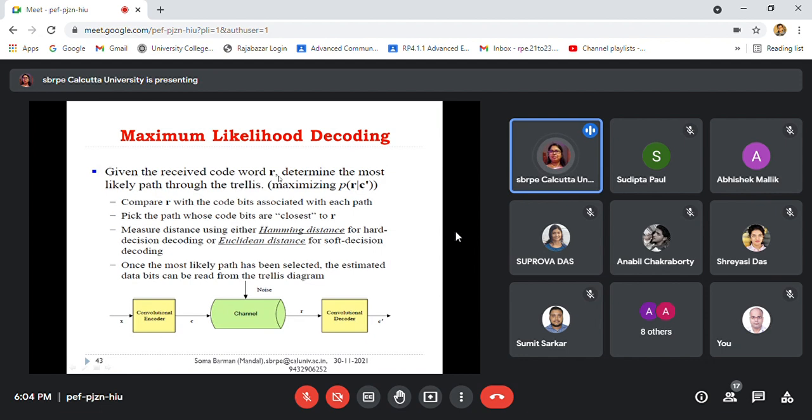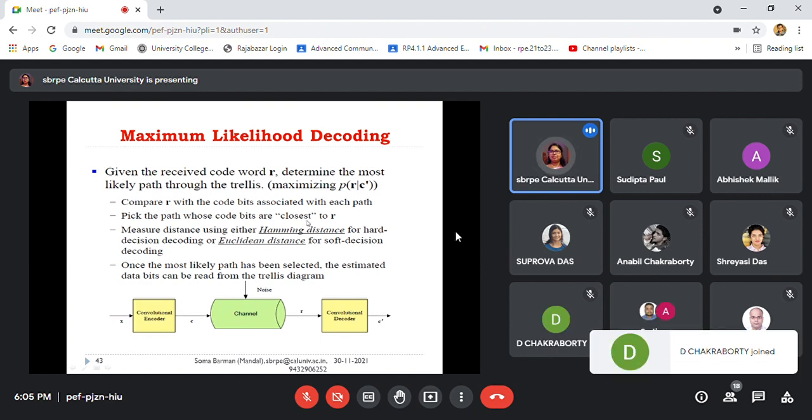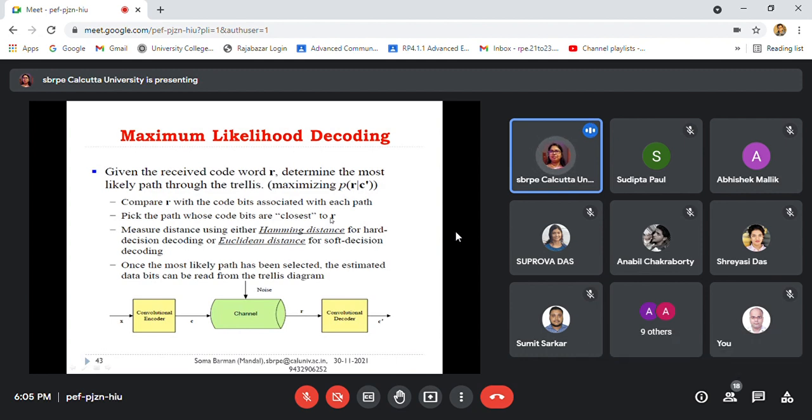That received code word may be an erroneous word or maybe a correct word. Okay. So how can you decode that information? Is it correct or not correct? Okay. So that will depend on the minimum Hamming distance or maybe the minimum Euclidean distance. So pick the path whose code bits are closest to R. I am coming to that.